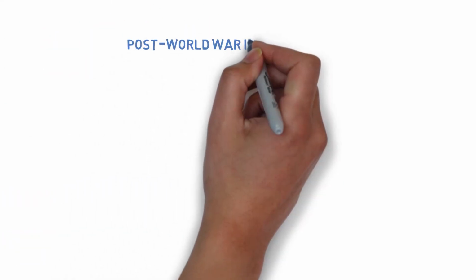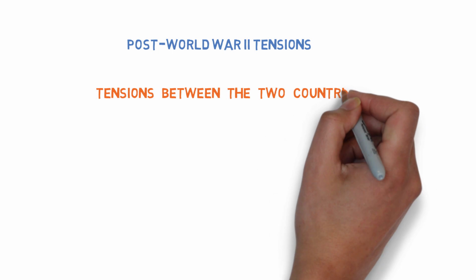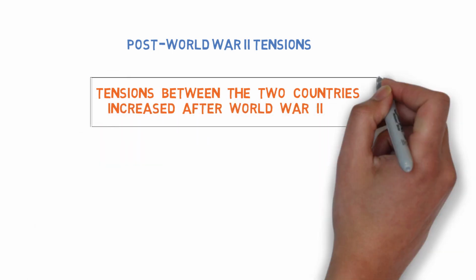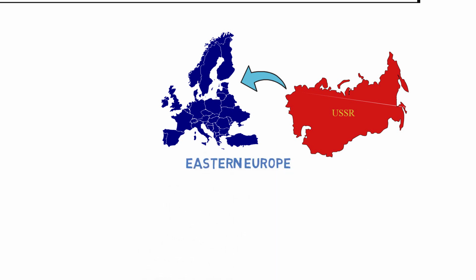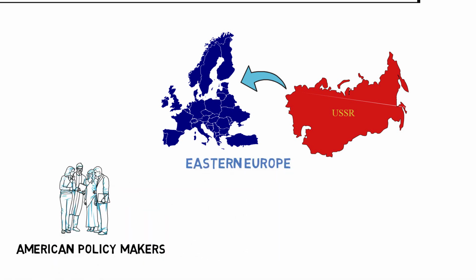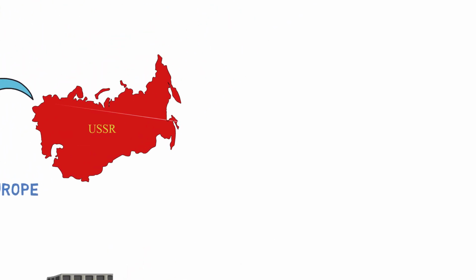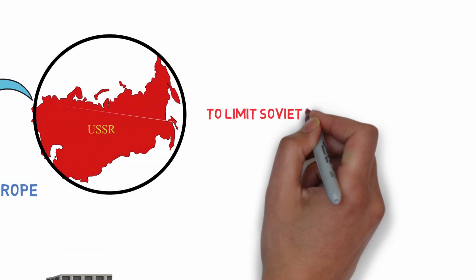Post-World War II tensions. Tensions between the two countries increased after World War II when the Soviet Union began to expand its influence into Eastern Europe. American policymakers believed that Western Europe was open to Soviet penetration because they were still struggling from the aftermath of the war. Because of this, they adopted a policy of containment to limit Soviet influence.